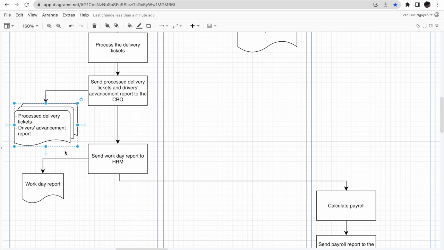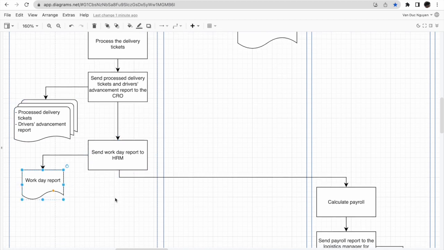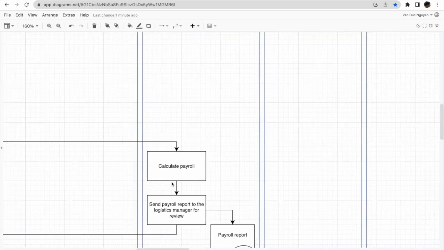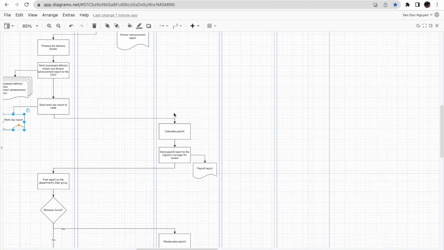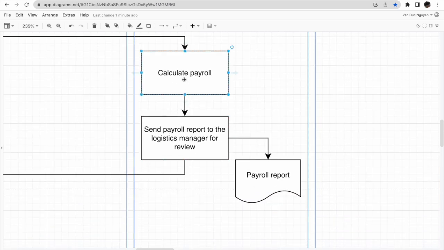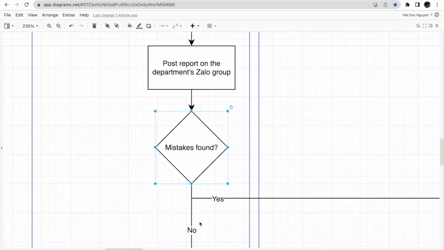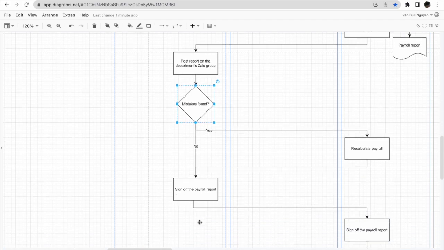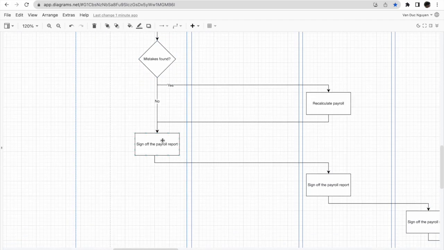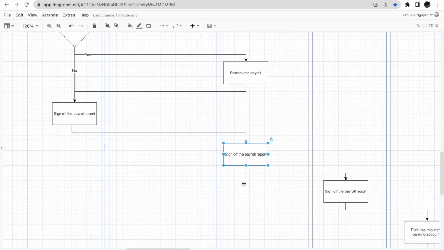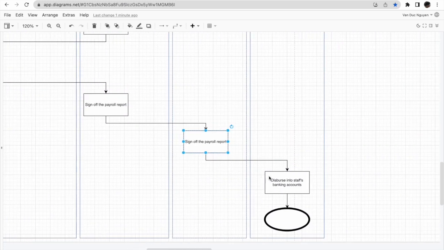Similarly, the HRM will also receive the work report from the logistics supervisor. Having the report in hand, the HRM then drafts a payroll report and sends it back to the logistics supervisor for confirmation. If there is feedback from the staff, the HRM will work to solve it. If there is none, the HRM, the supervisor, and the CEO will sign off the payroll report. And finally, the financial manager will disburse the money to each bank account.